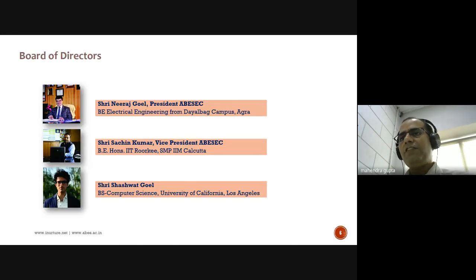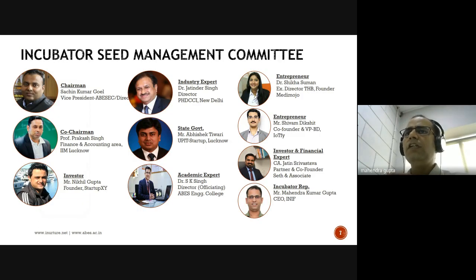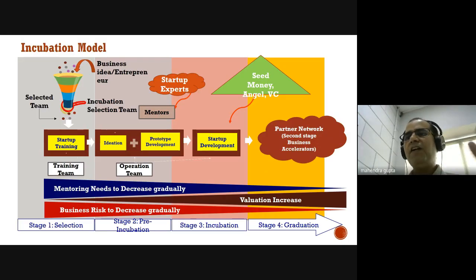So we have three boards of directors. Our 90% stake is held by the ABS Engineering College, and 10% stake is shared among the board of directors. We have a seed management committee, which is chaired by my vice president and co-chaired by Professor Pankaj Singh. He is a professor in finance and accounting from IIM Lucknow. Then we have people from the state government side, from the incubator side, the industry side and the investor side. So we have created a mixed committee which decides how the funding moves in this domain. This is a typical incubation program.